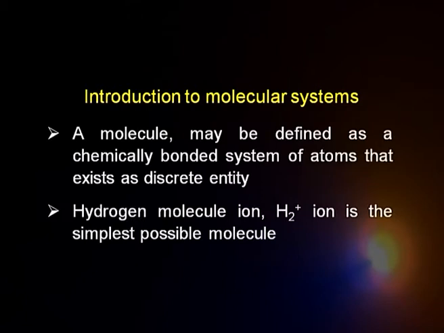And hydrogen molecule ion is the simplest possible molecule, because it's a molecule which contains two nuclei and only one single electron. The simplest possible molecule we can think of, and which exists independently.